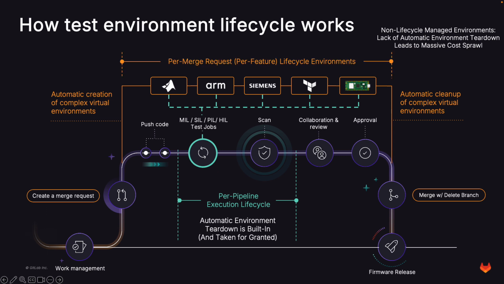And so we call this per merge request lifecycle environments. So the concept is the environments have a lifecycle, and that lifecycle, instead of being per pipeline, is per merge request. It's fully managed, so it also handles the destroy. And we know that people are done with the environment when they're ready to merge their code or when they go to delete the branch because they no longer need it.